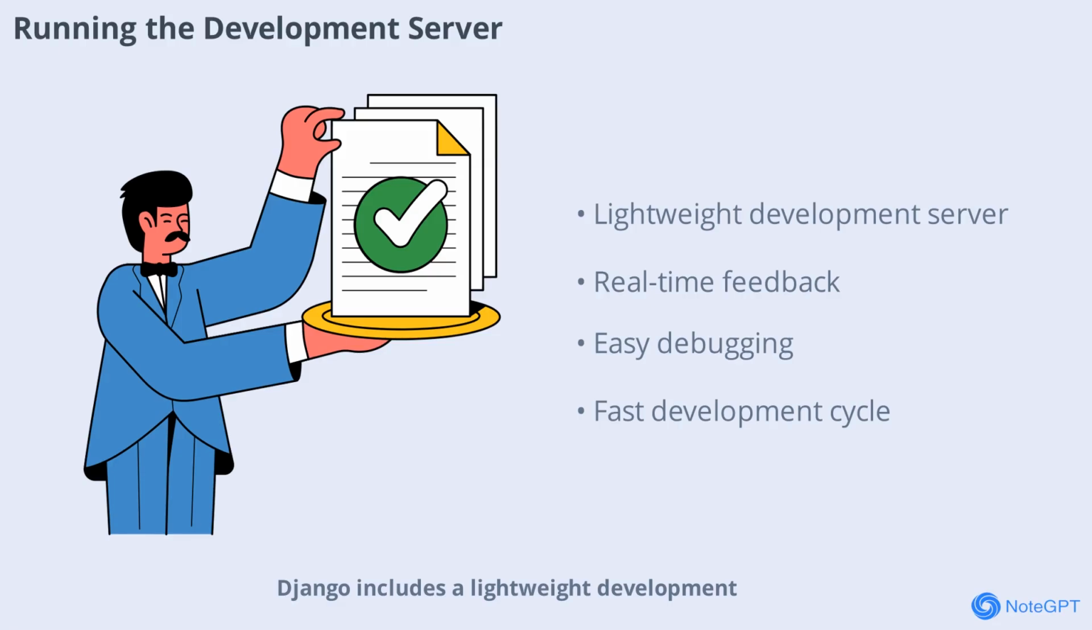Django includes a lightweight development server for testing your application locally. This server lets you see changes in real time and debug issues before deploying to production. Running the server is as simple as a single command, making development fast and convenient.